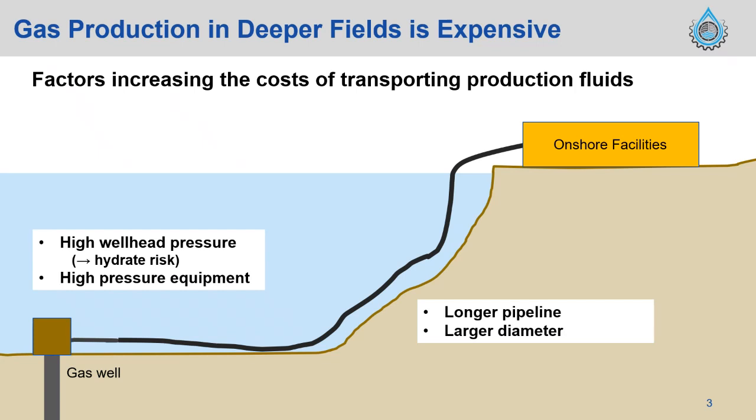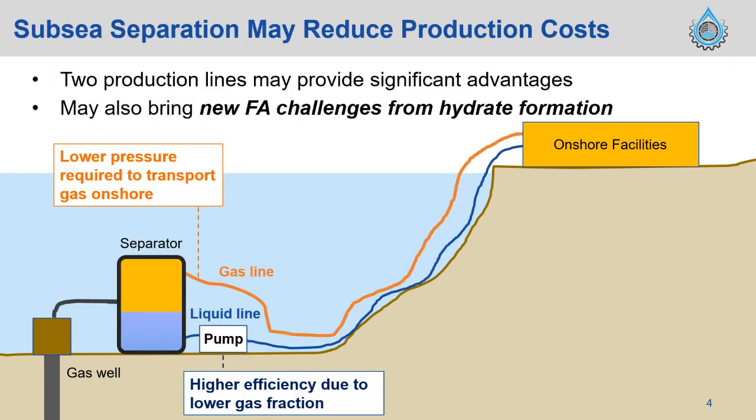In addition, the deep water results in a high pressure resistance requirement for the equipment, and this makes the equipment bigger and larger, and such bigger equipment results in higher operation costs. To these challenges, subsea separation may be a new option to reduce the cost.